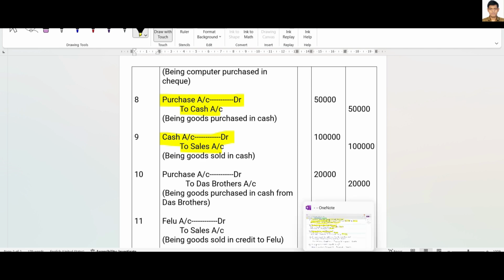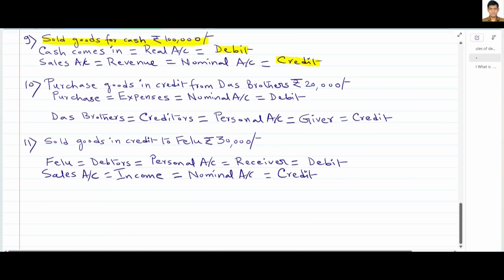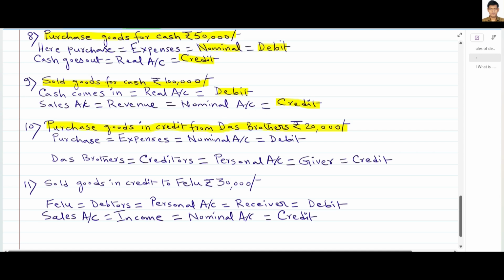Now come to the next journal entry: purchased goods on credit from Das Brothers rupees 20,000. Here we are purchasing goods on credit from Das Brothers. That means we are not paying the money to Das Brothers for the goods purchased from him. We promise to pay him in some future days, maybe after 15 days or 20 days. So here Das Brothers will be our creditors. And so here two accounts are involved.